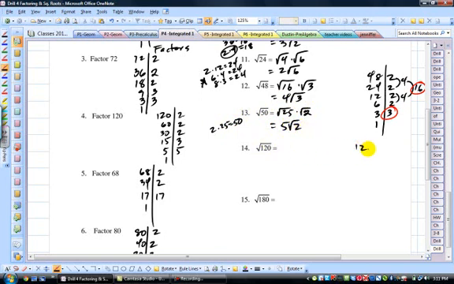Now this one here, 120, you might have to factor it, so go ahead and take it off to the side, factor it first, then bring the factors over here and square root them and finish. Pause the video and try number 14.